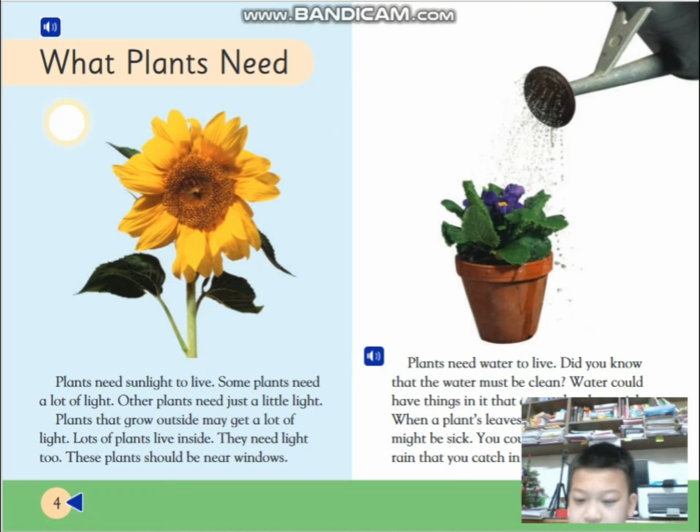Plants need water to live. Did you know that water must be clean? Water should not have things in it that can make plants sick. After they're sick, they die. When a plant's leaves are brown, the plant might be sick. You could water the plants with rain that you catch in a cup.